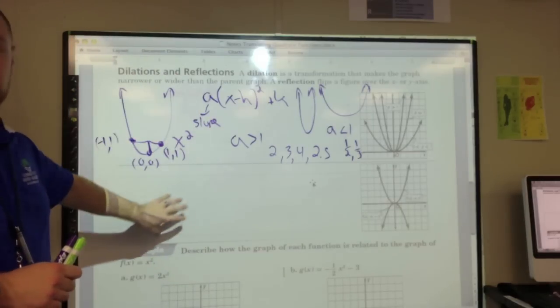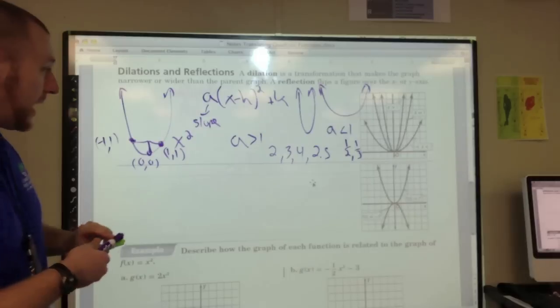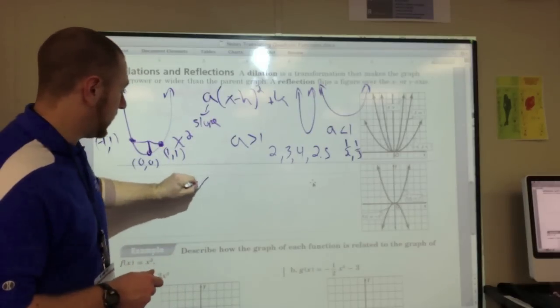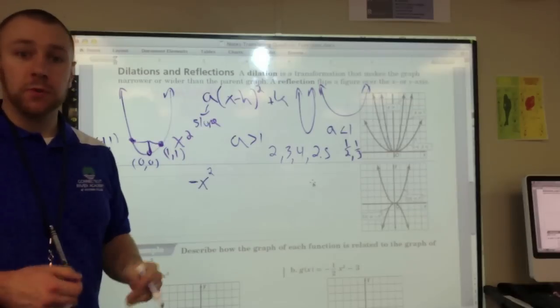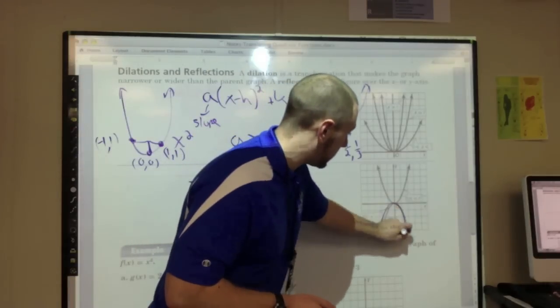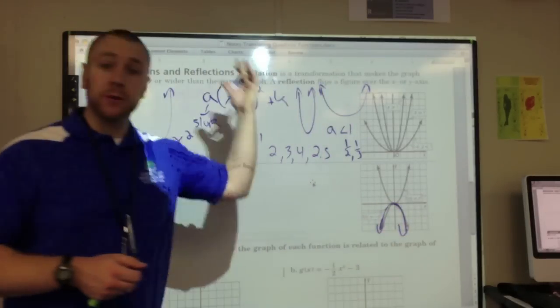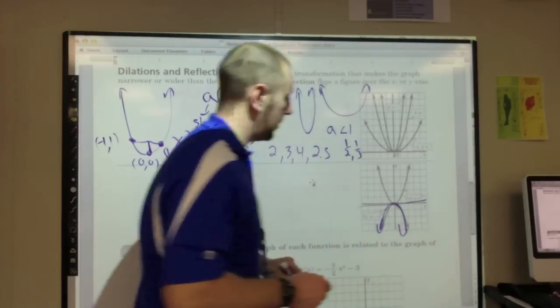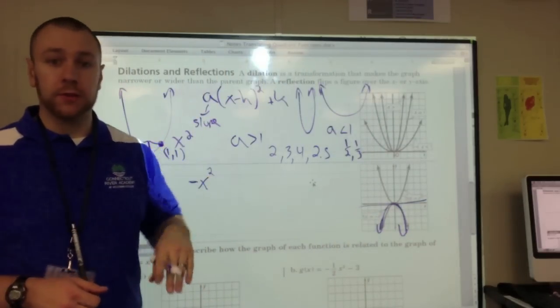A reflection is when that is negative. Okay, so if I put a negative in front of the x squared, what happens is this parabola flips. And it flips over the x-axis. Flips, so it's upside down.